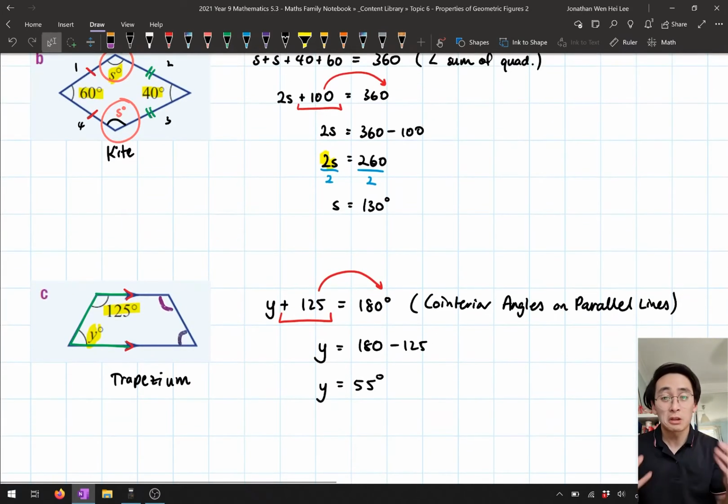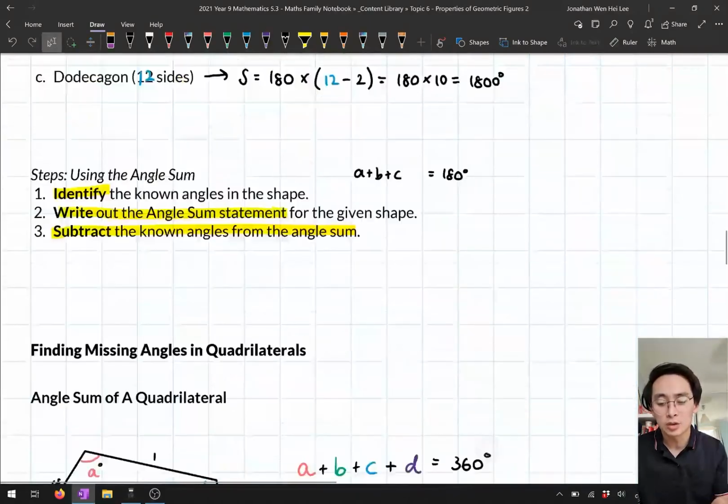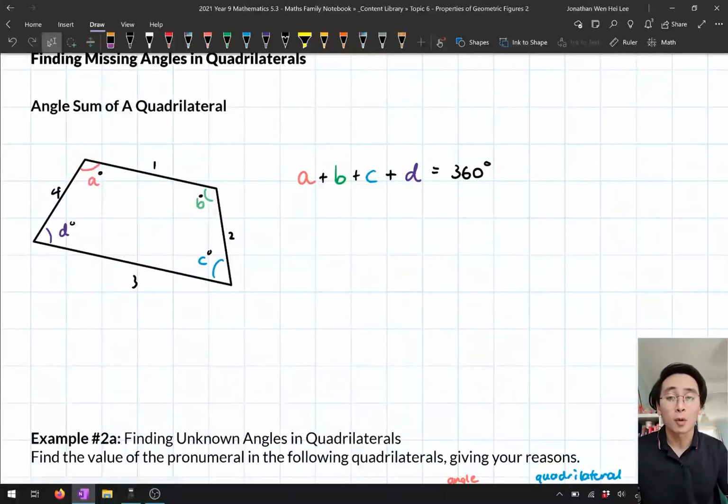So this last one wasn't actually related to the angle sum at all, but we could use some of those angle properties that we have about quadrilaterals. With quadrilaterals, most of the time you're going to need to use this angle relationship: when I add up all the angles inside a quadrilateral, it's always going to give me 360 degrees.